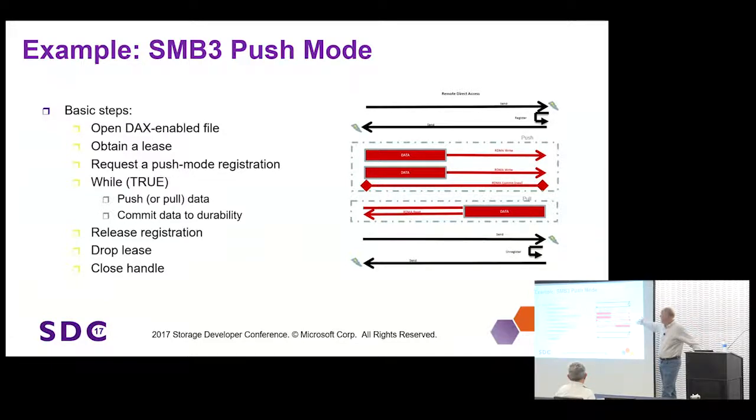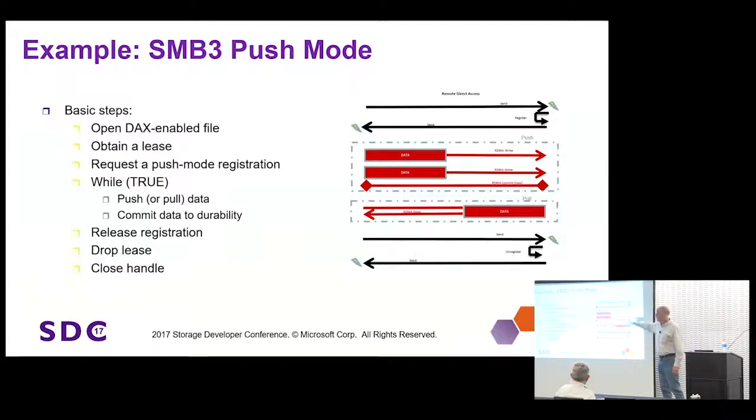And so you'd obtain a lease to make sure that the pages don't move. You'd request a push mode registration. And while true, forever, you'd push or pull data, right? You'd either RDMA write or RDMA read the actual pages of the file.